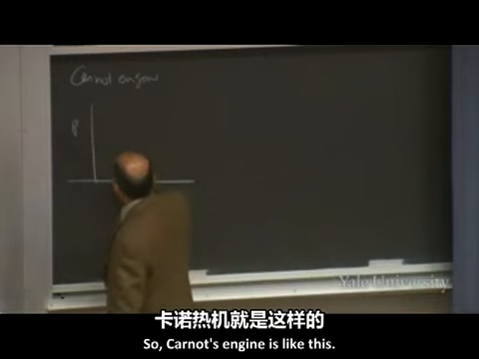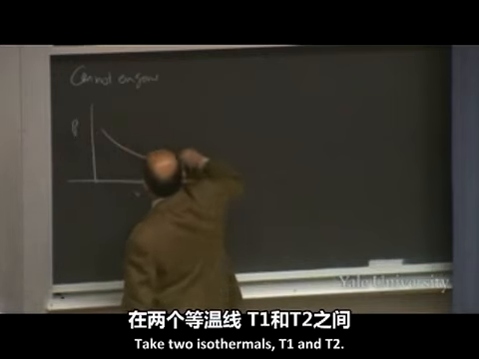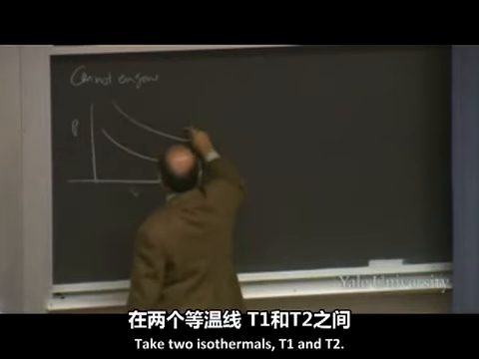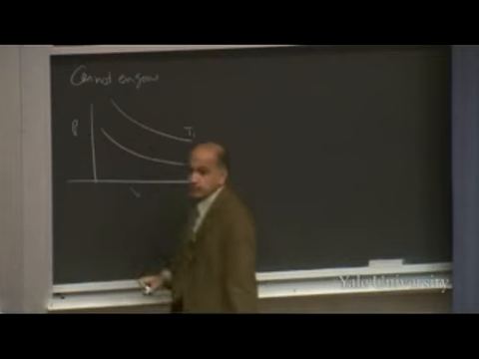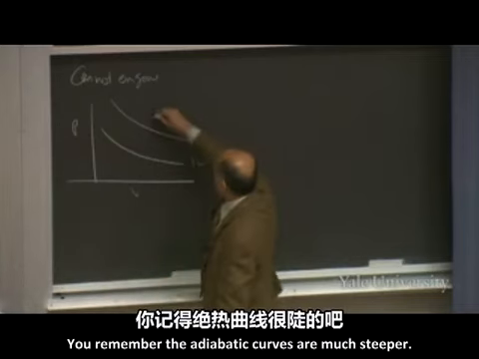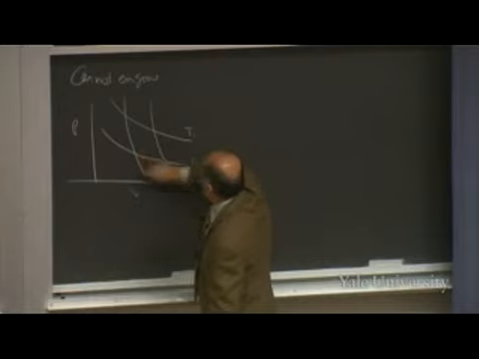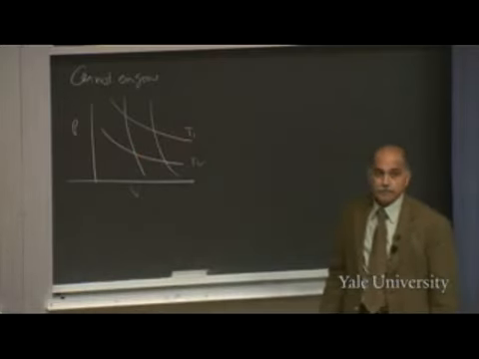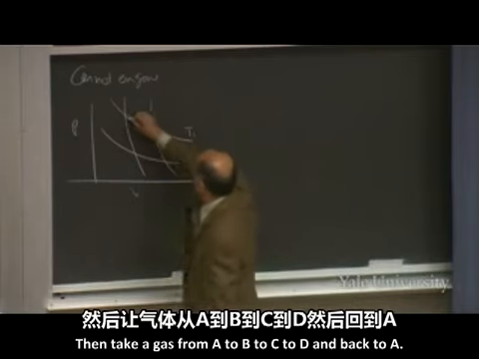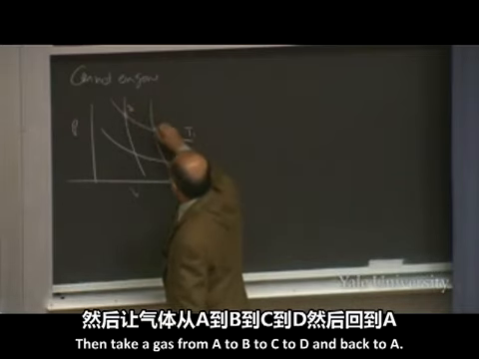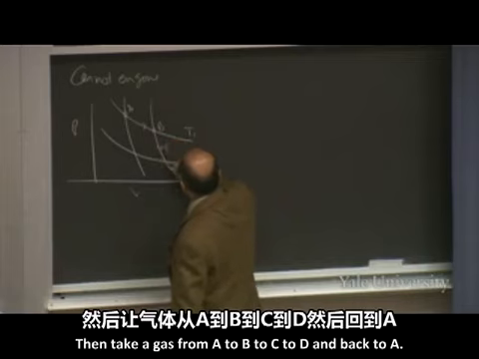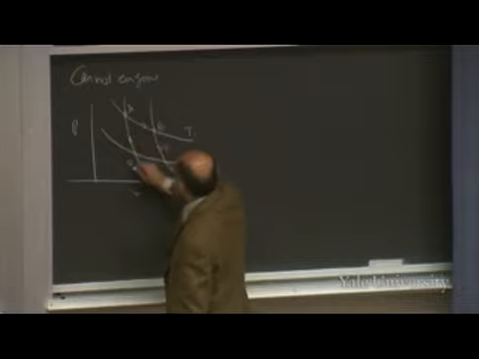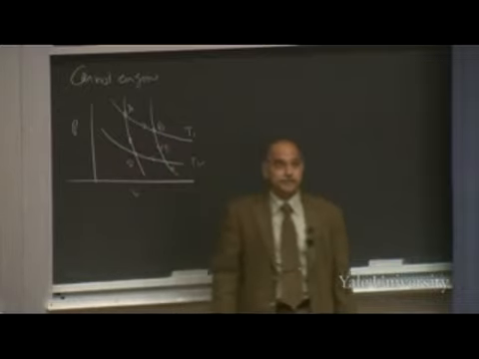So Carnot engine is like this. Take two isothermals, T1 and T2. You remember the adiabatic curves are much steeper. Draw two adiabatic curves like that. Then take a gas from A to B to C to D and back to A. That is the Carnot engine.